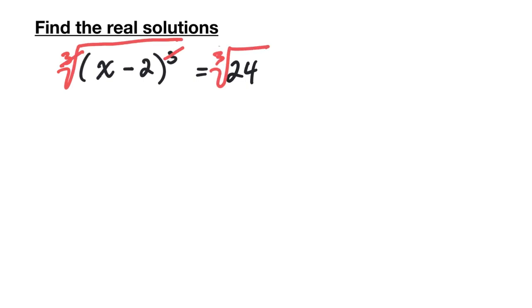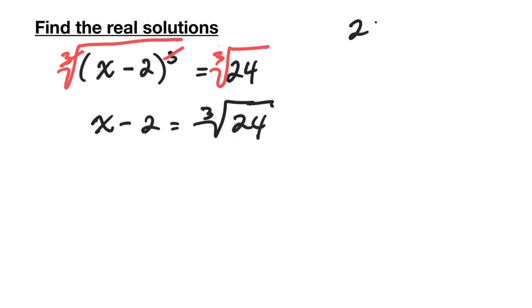Okay, that's going to be cancelled out. So what is left in here is just going to be x minus 2 is equal to the cube root of 24. Now, remember that 24 is the same as 8 times 3. Now, 8 is a perfect cube. Okay, let's continue. Therefore, we're going to plus 2 here, and then plus 2 in here. So this is going to be cancelled out.